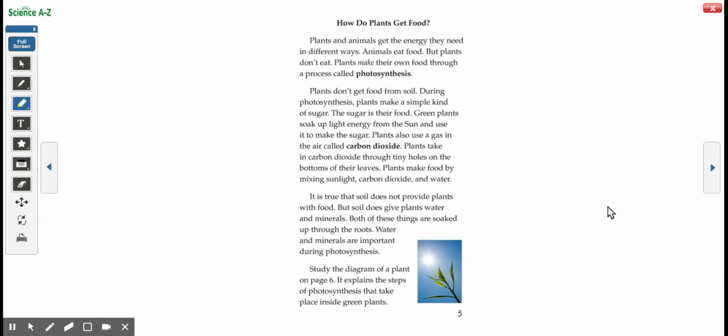How do plants get food? Plants make their own food. I'm going to use green for plants. Plants make their own food through photosynthesis. They don't get their food from the soil. Instead, they make their own sugar.